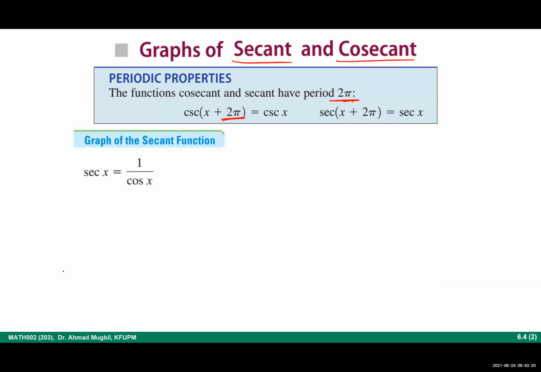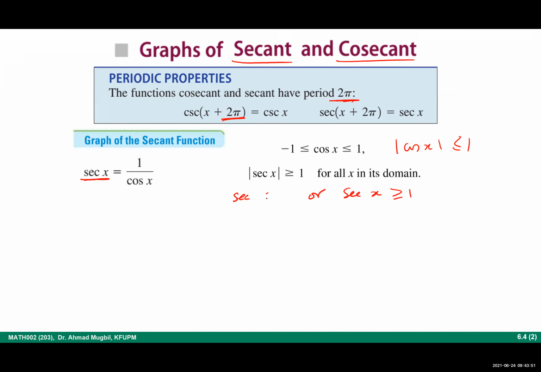You know also, for example, if you want to sketch the graph of secant, you should know that secant is the reciprocal of cosine. It is 1/cosine. And we know that cosine x is a bounded function between -1 and 1. And this, of course, makes the absolute value of cosine less than or equal to 1. Because secant is 1/cosine, the absolute value of secant will be greater than or equal to 1. And this means, as you know, that secant is greater than or equal to 1 or less than or equal to -1. And this, of course, makes the range of this function from -infinity to -1, union from 1 to infinity.